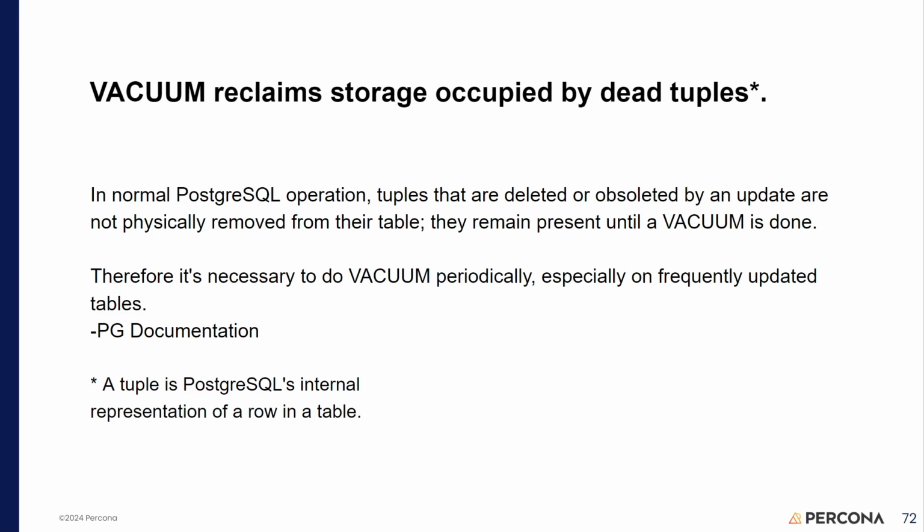Now, a tuple is Postgres' internal representation of what a row is in a table. So you can right now think that a row is equal to a tuple, and that will work.